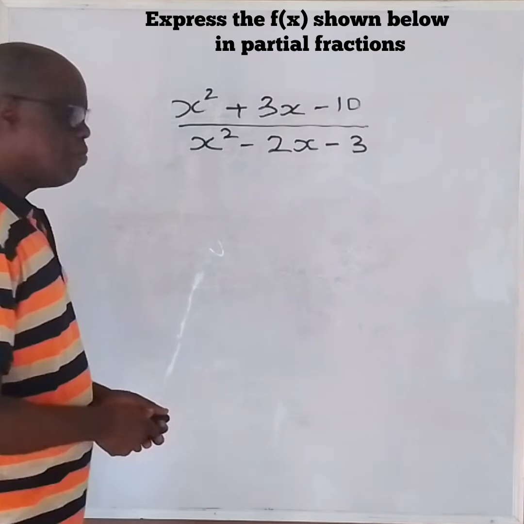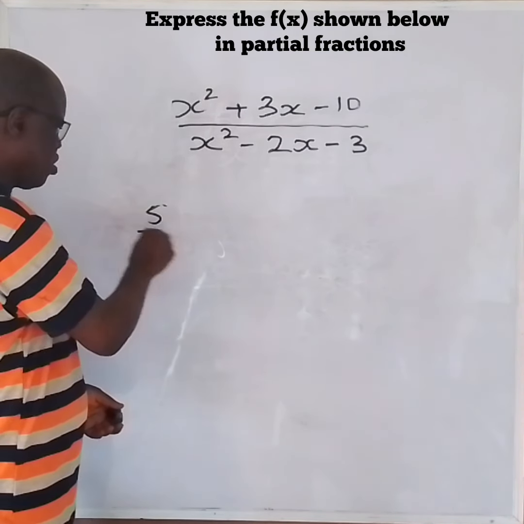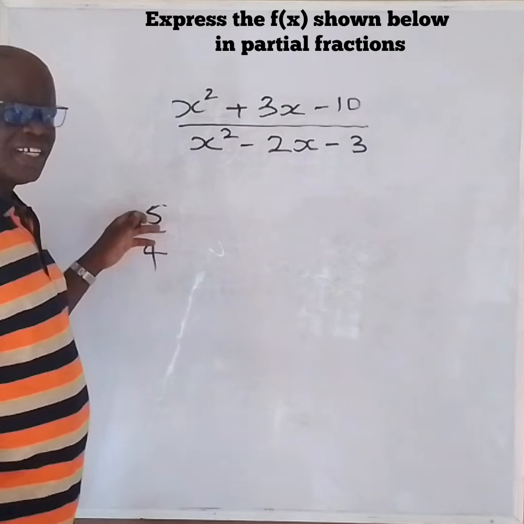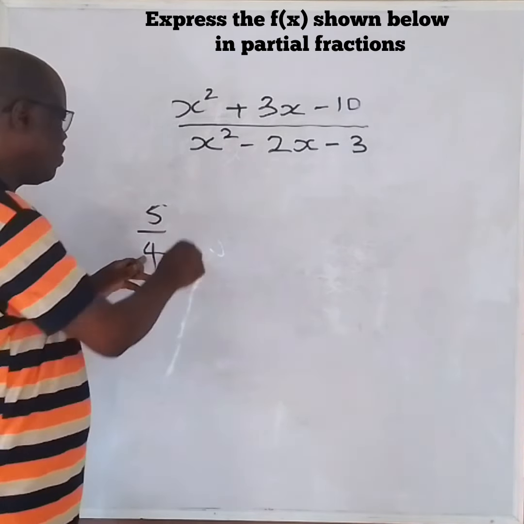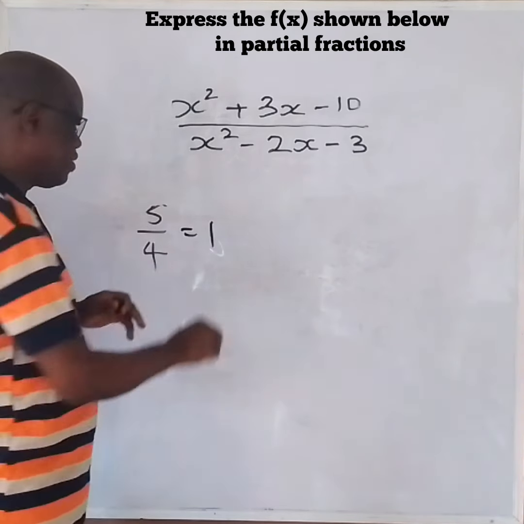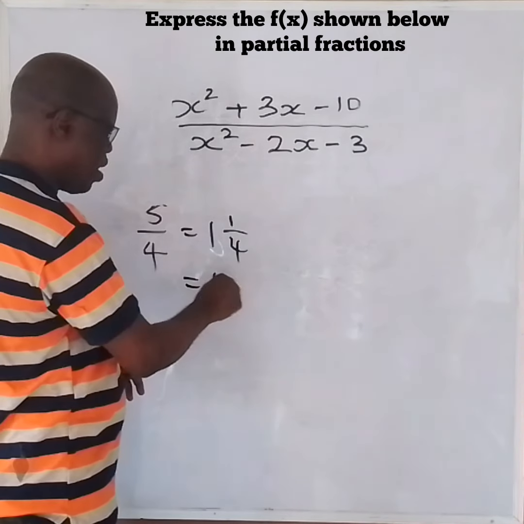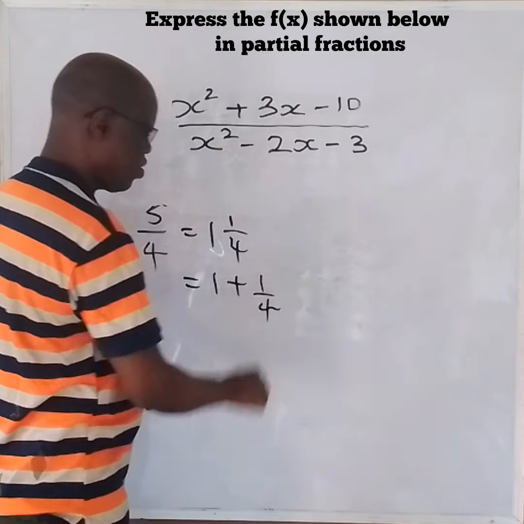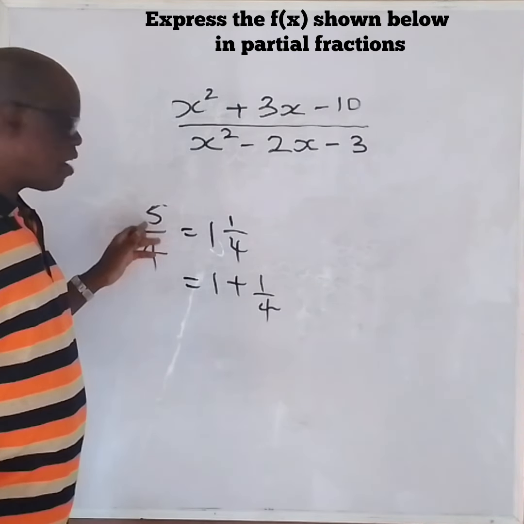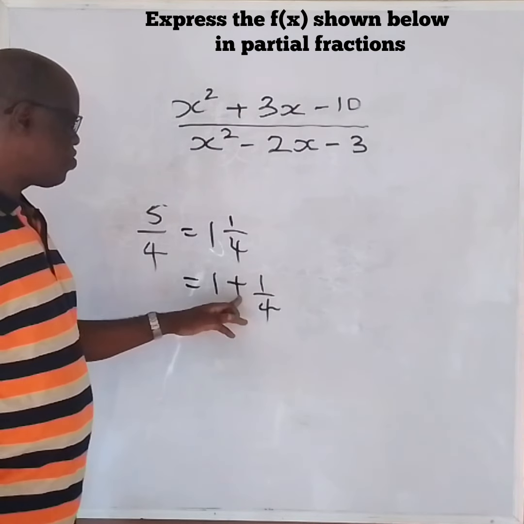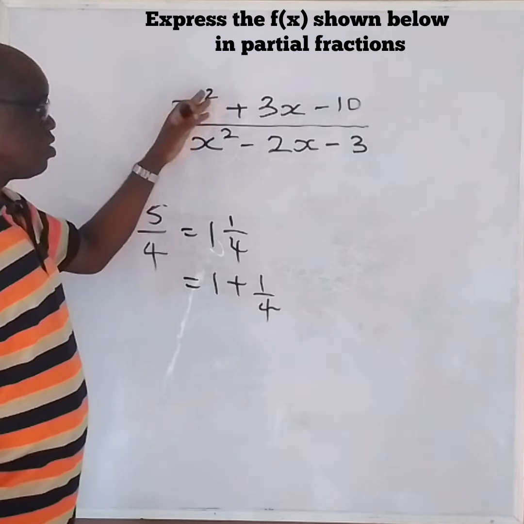Now, in our elementary class, you know that if you have something of this nature and you want to make the numerator lesser than the denominator, what you will do is you will divide. You say 5 divided by 4 is equal to 1, then remainder 1. And don't forget that this is the same thing as 1 plus 1 over 4. So, which means what you have when you divide 5 by 4 is 1, then plus the remainder divided by the divisor. So, the same thing we do here.